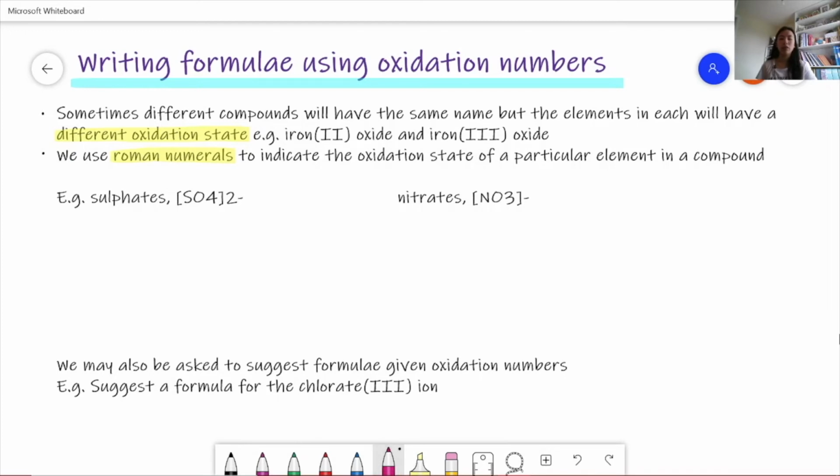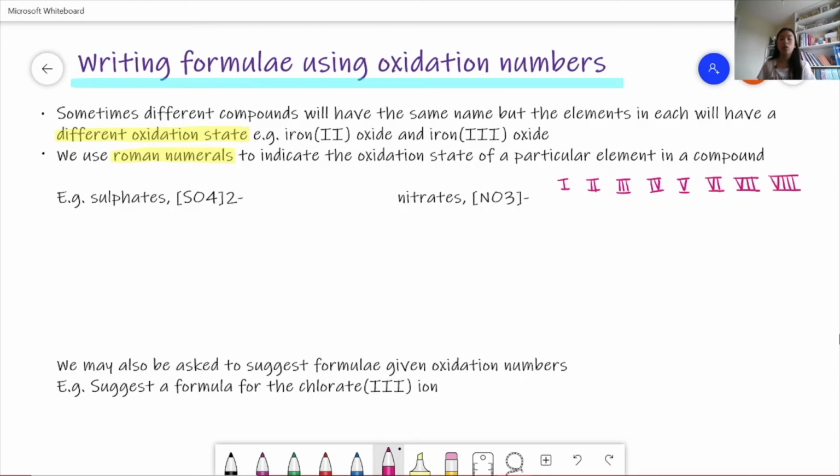And so the Roman numerals we have are I, and then we have II, III, IV, V, VI, and then we have VII, and then VIII.